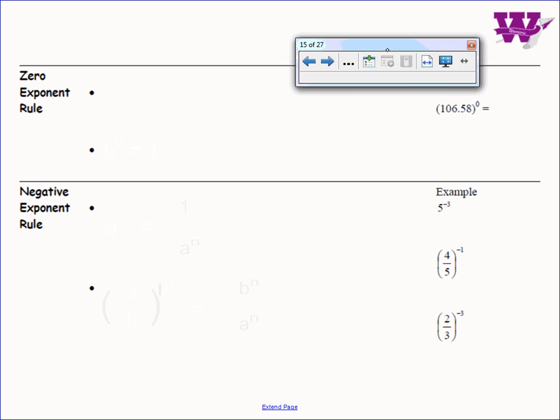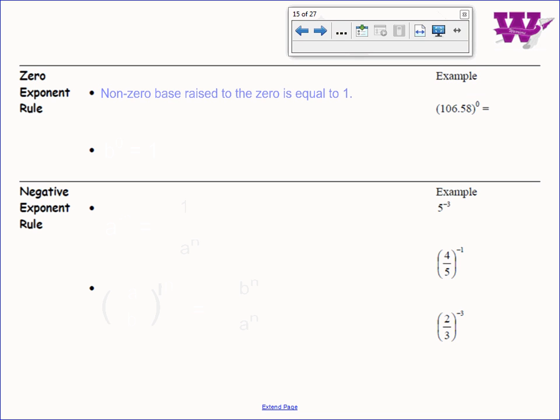The zero exponent rule is one of my favorite properties. A non-zero base raised to the 0 power is equal to 1. So 106.58 to the 0 is all 1. We could write that symbolically as any non-zero base b raised to the 0 power equals 1.